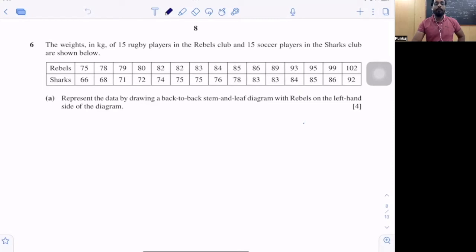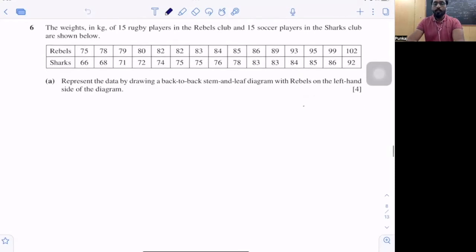So I am pretty confident that you know how to make a stem and leaf diagram, right? So you know that the stem is represented at the center and the leaves come on either side of the stem. Now here on the left-hand side, what do we need to arrange? On the left-hand side, we want to arrange the Rebels, and on the right-hand side, we will need to arrange the Sharks. So let's begin with the solution.